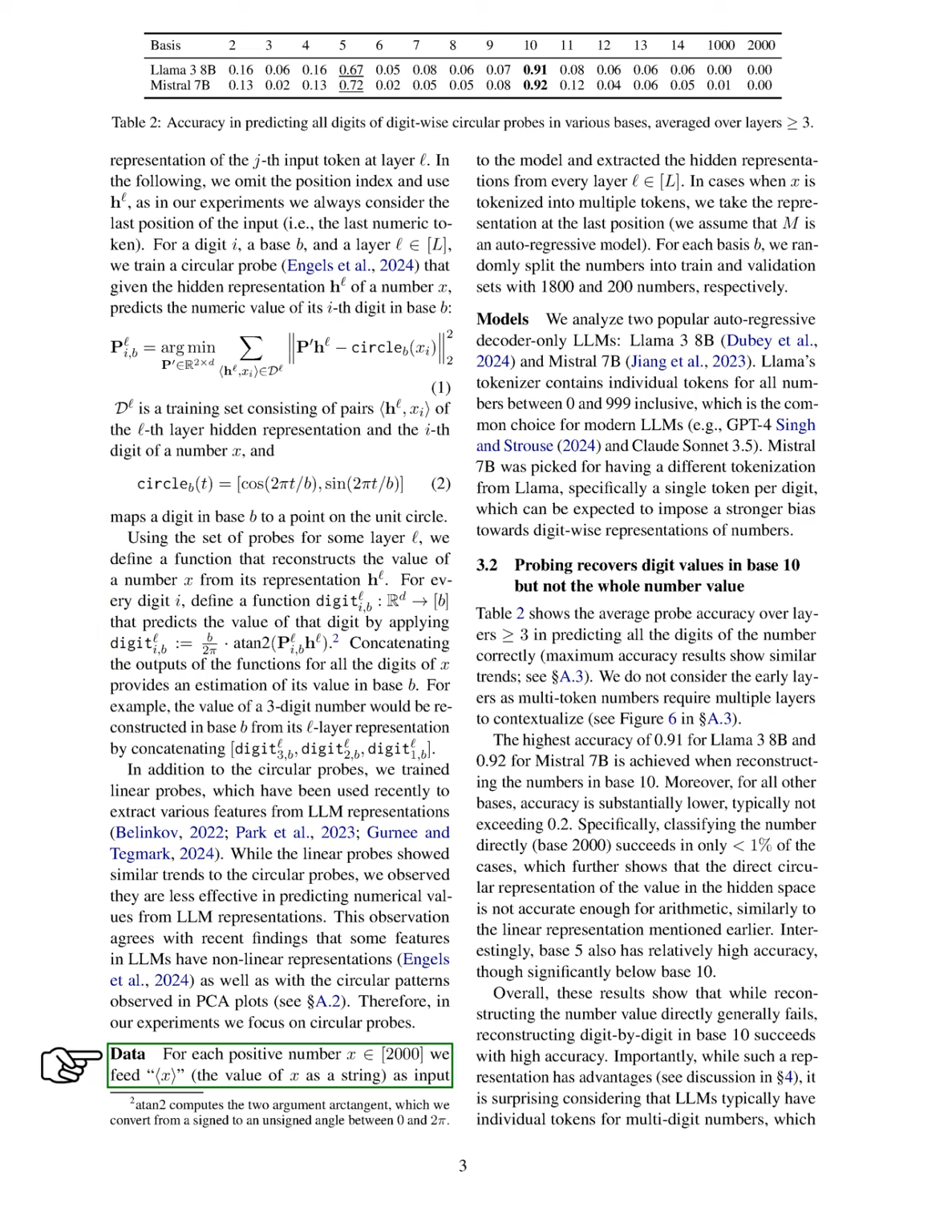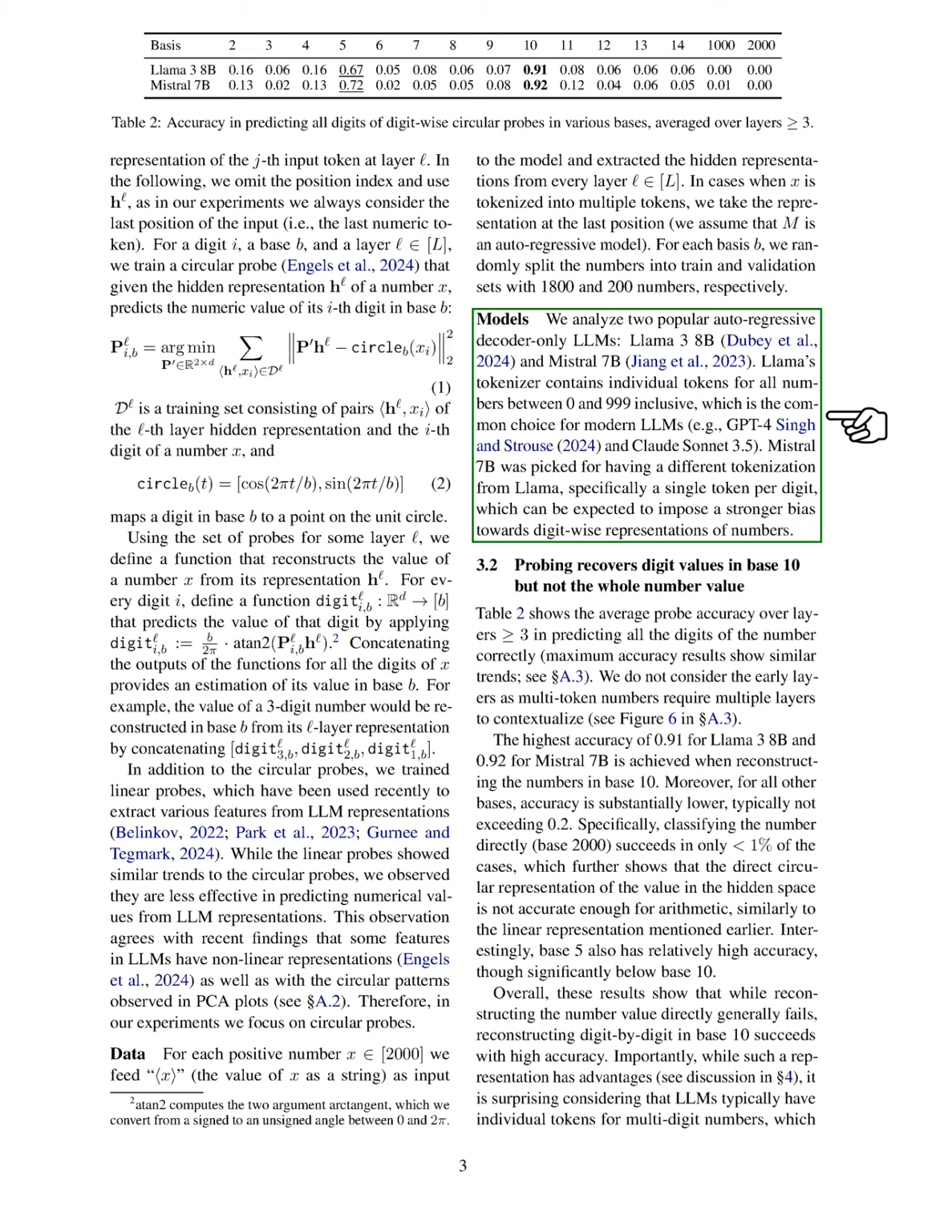For our data, we input positive numbers up to 2000 as strings into the model and extracted hidden representations from each layer. If a number is tokenized into multiple tokens, we take the representation from the last position. We split the numbers into training and validation sets for each base. We analyze two popular LLMs, Llama 3.8b and Mistral 7b. Llama's tokenizer includes individual tokens for numbers from 0 to 999, while Mistral uses a single token per digit, which may encourage a stronger digit-wise representation.